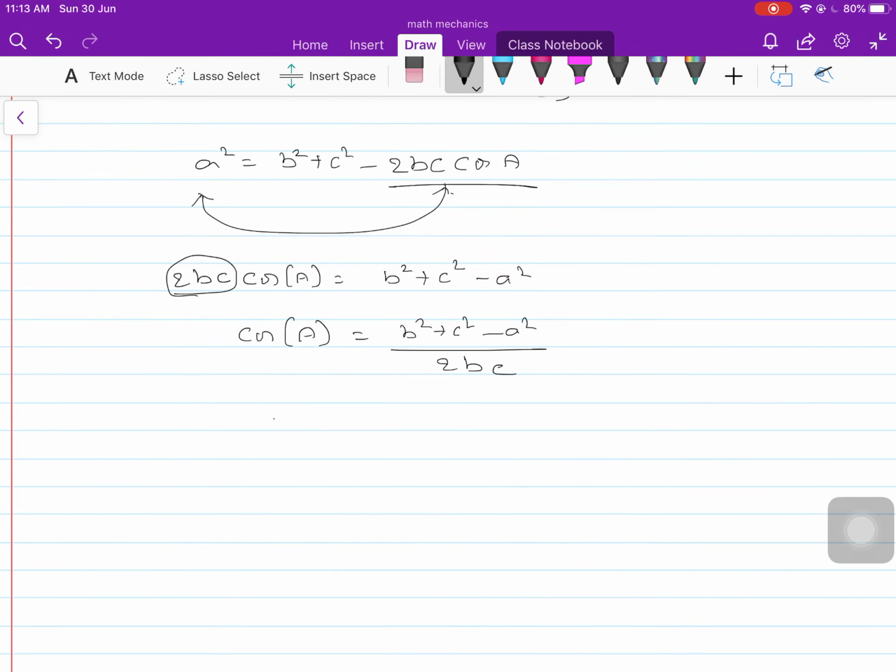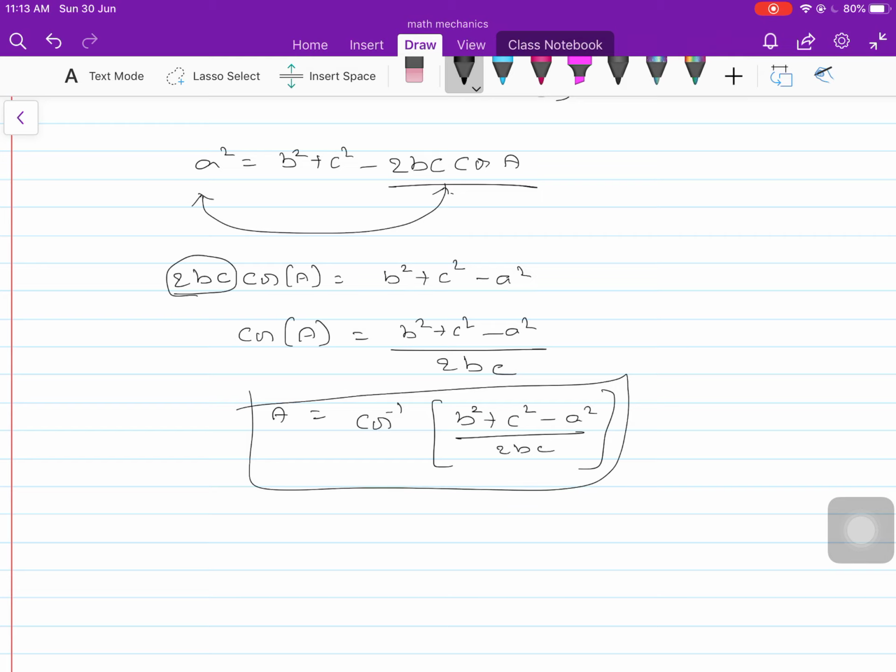Next, angle A will be equal to cos inverse of this entire fraction, (b² + c² − a²) divided by 2bc. So if you remember the first one, you can solve all of them.